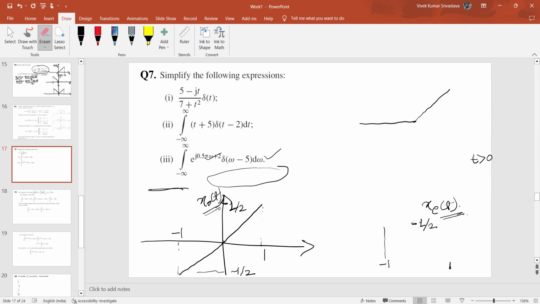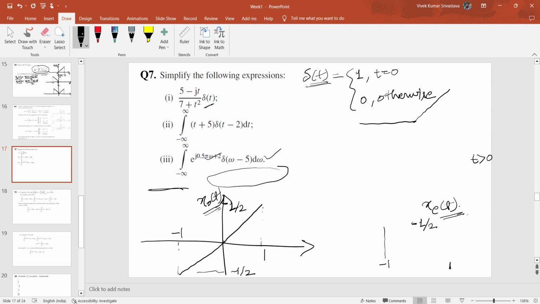Okay, so leave it. Here we have to simplify the following expression, that is (5 minus jt over 7 plus t square) into delta of t. For determining this expression, we have to first know some properties of the delta function. Delta of t is defined only for t equals 0. At t equals 0, its value is equal to 1 for the unit impulse function, and 0 otherwise.